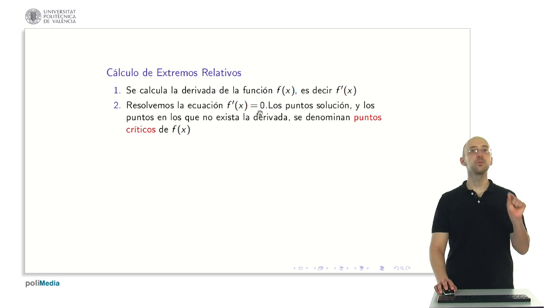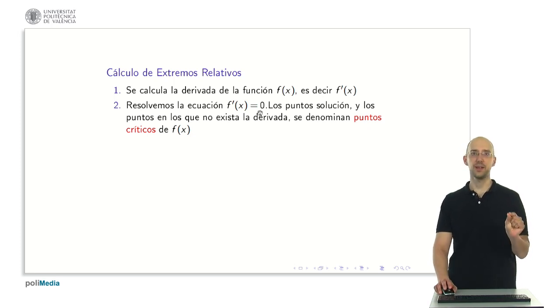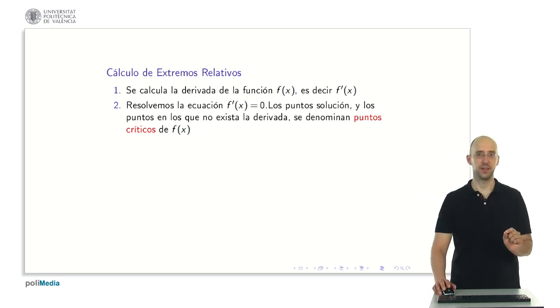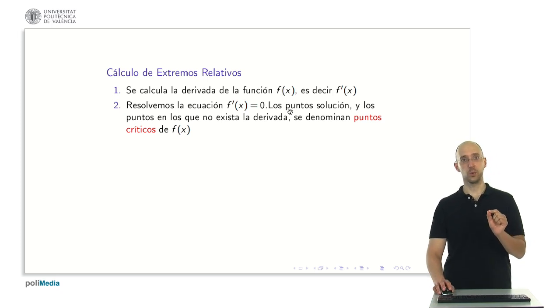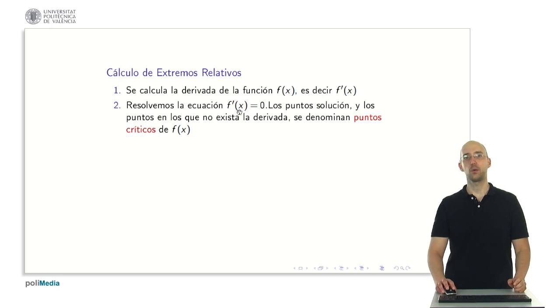The solutions to this equation, along with the points where the derivative is undefined, are known as the critical points of f of x. It's crucial to consider both types of critical points. Once you have derived the equation equal to 0, don't forget to check the function and its derivative to know in which points the derivative is not defined, because those are also critical points of the function.